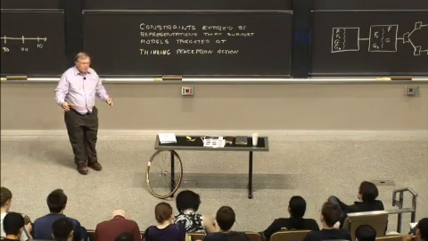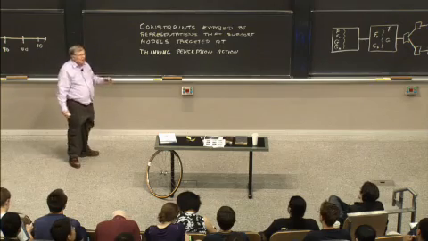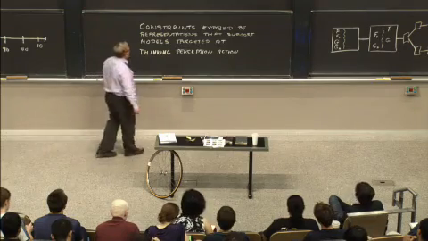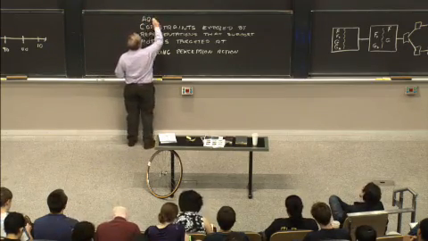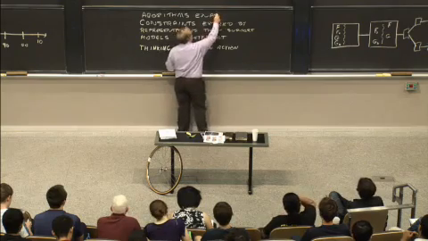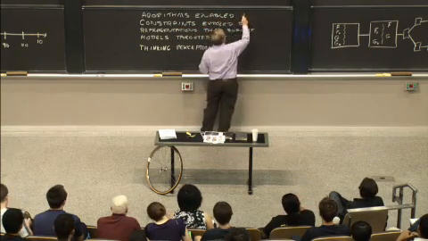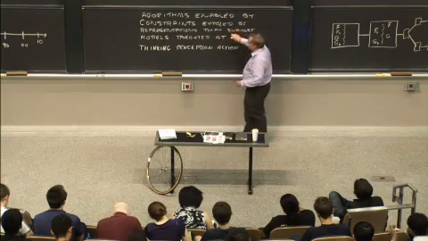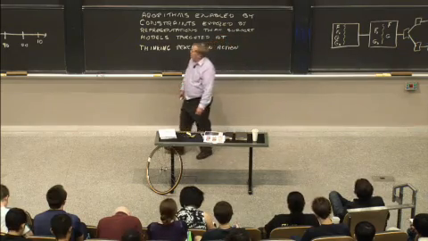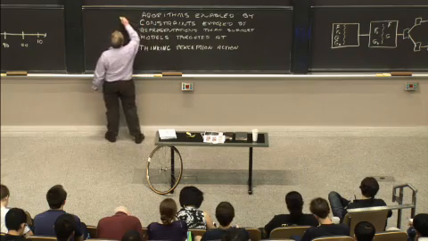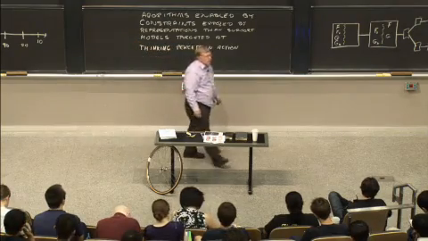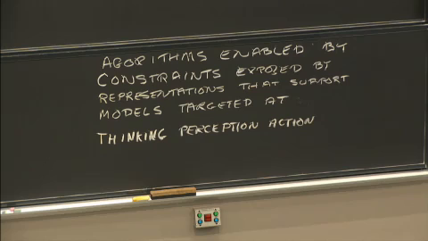Oh, actually, there's one more thing, too. I'm not quite done. Because after all, in the end, we have to build programs. So it's about algorithms enabled by constraints exposed by representations that model targeted thinking, perception, and action. So these algorithms, or we might call them just as well procedures, or we might call them just as well methods, whatever you like. These are the stuff of what artificial intelligence is about: methods, algorithms, representations.